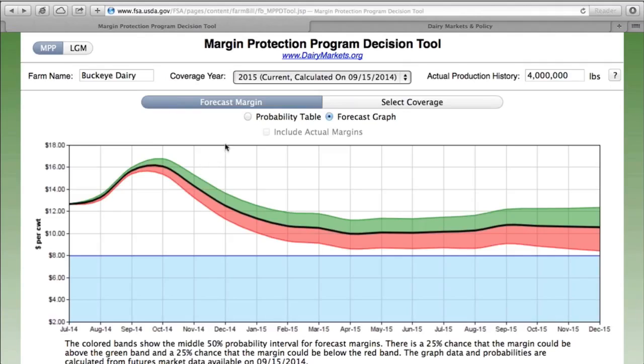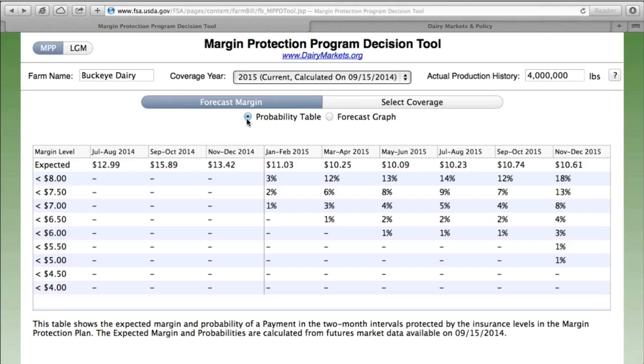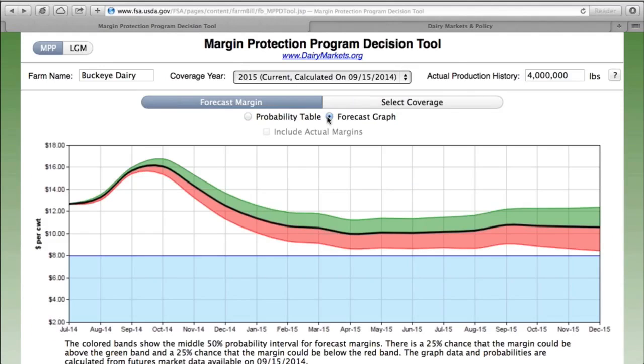Let's look at this probability. What's the probability that sometime next year these margins could fall below $8? By clicking on probability table here, you're given the 2-month expected margins based on market anticipated risk in milk and feed markets on September 15th, 2014, so yesterday. Less than a 20% probability that these margins could trigger MPP payments below 8. But that's still a probability that dairy farmers need to consider when thinking about managing their risk.